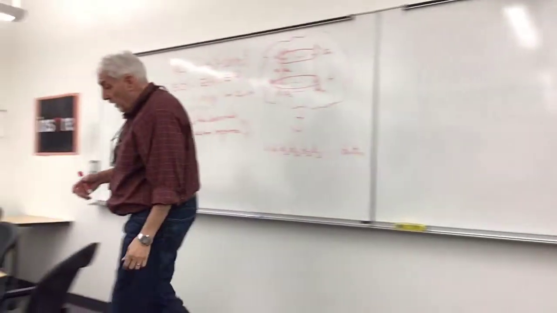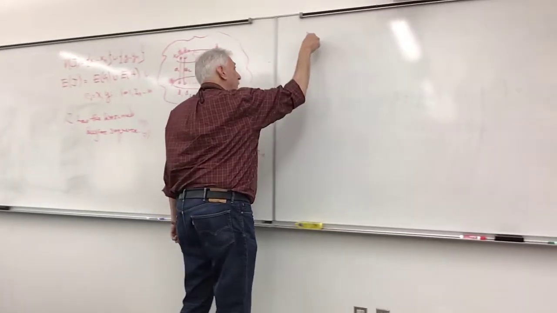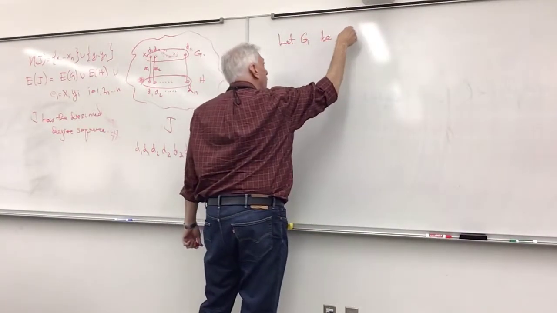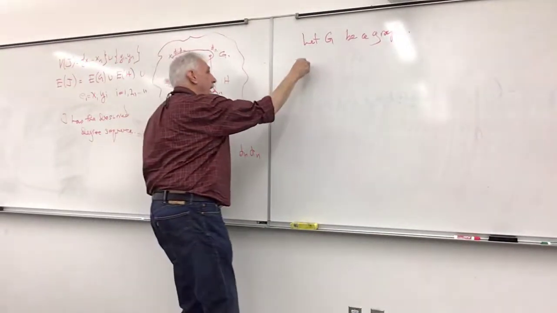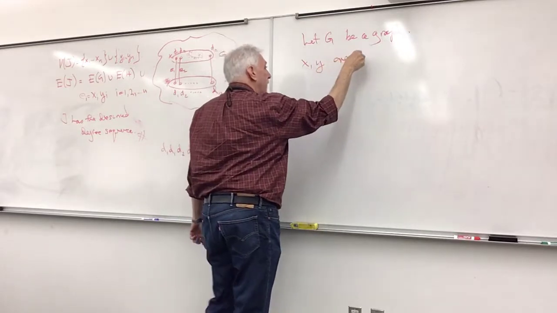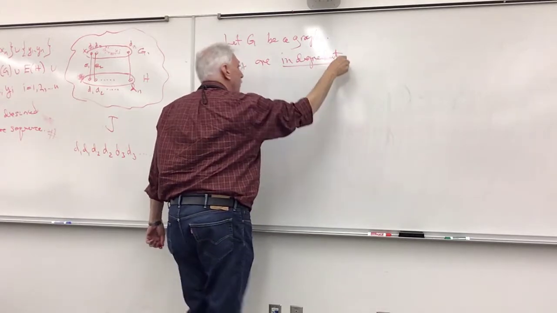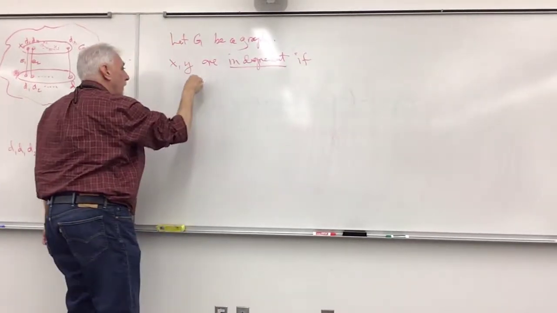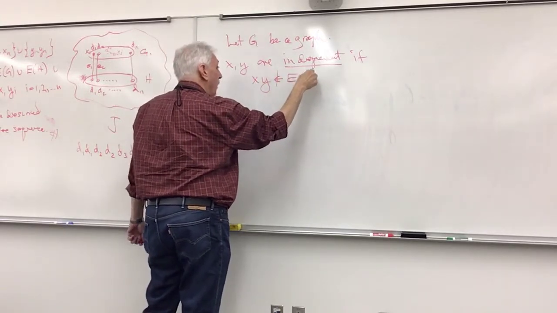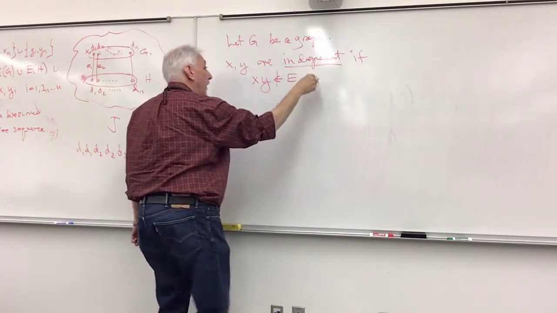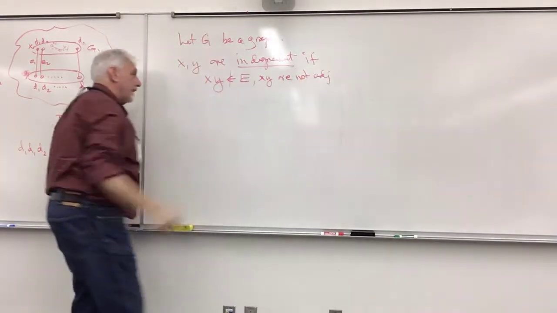Okay, I think we've talked about it. So I have a graph. Two vertices, x and y, are said to be independent if, and there are lots of ways to say it, xy is not an edge, or if x and y are not adjacent, which is the same as saying that it's not an edge.